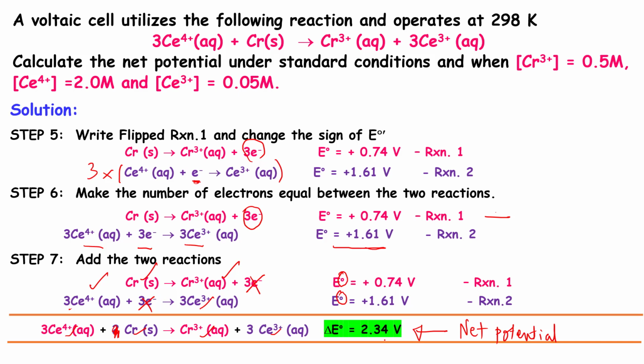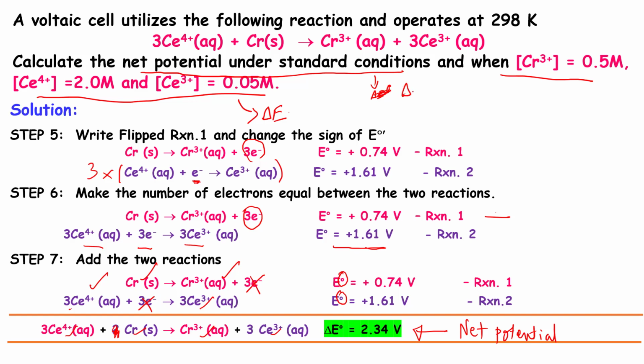Our next question is what? So we've achieved the goal, the first part of the problem. We know what the net potential is under standard conditions, and that's the value of delta E naught that we've calculated. But the second part says calculate the potential also under these conditions, and these are non-standard conditions. So the net potential that we're going to figure out here is going to be called delta E and not delta E naught. Okay, so this is delta E and this is delta E naught.